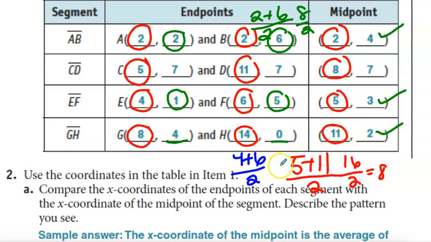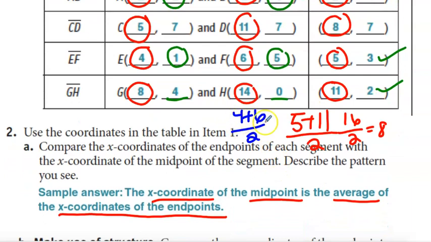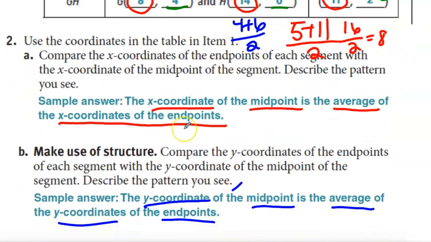Okay, so when you average something together, you're adding up the total and dividing it by however many numbers you added together. And in this case, since I have an endpoint, I will always be dividing it by 2. Okay, so those are the patterns that we see when we're looking at midpoints. So if you have any questions, let me know. Otherwise, we're going to move on.